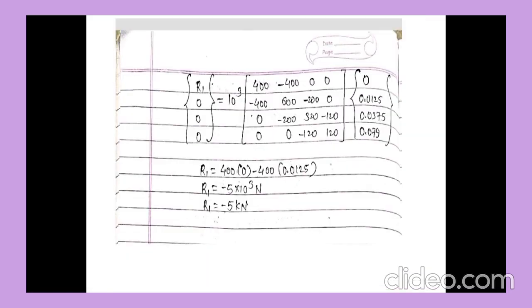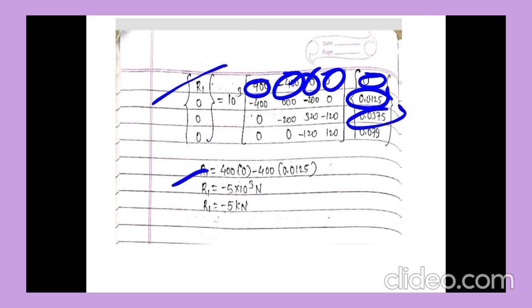So you just need to remember that the point where the displacement is 0, at that point there will be a reaction. Okay, and you just need to find the value of that reaction. So here there will be reaction r1. Then after that, in the next step you just need to find the value of r1. So r1 is equals to 400 into 0 minus 400 into 0.0125 plus 0 into 0.0375 plus 0 into 0.079, and after simplifying this, times 10 to the power 3, you will get r1 is equals to minus 5 kilonewton as the final answer.